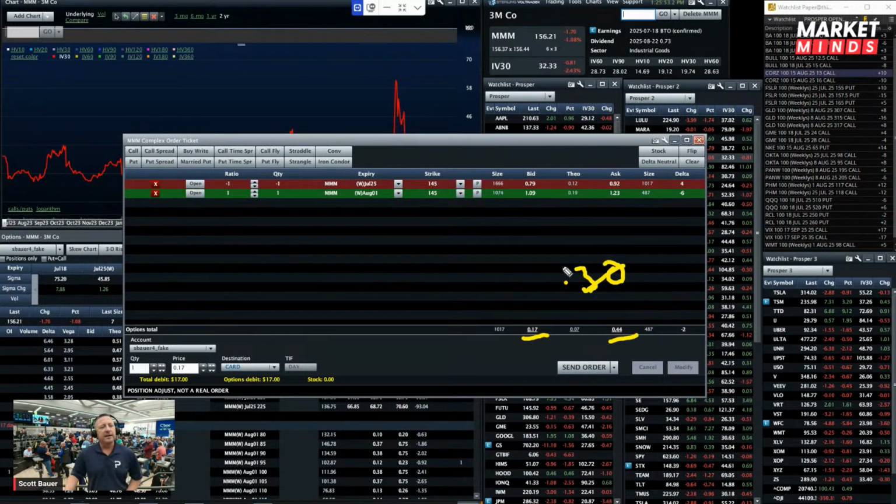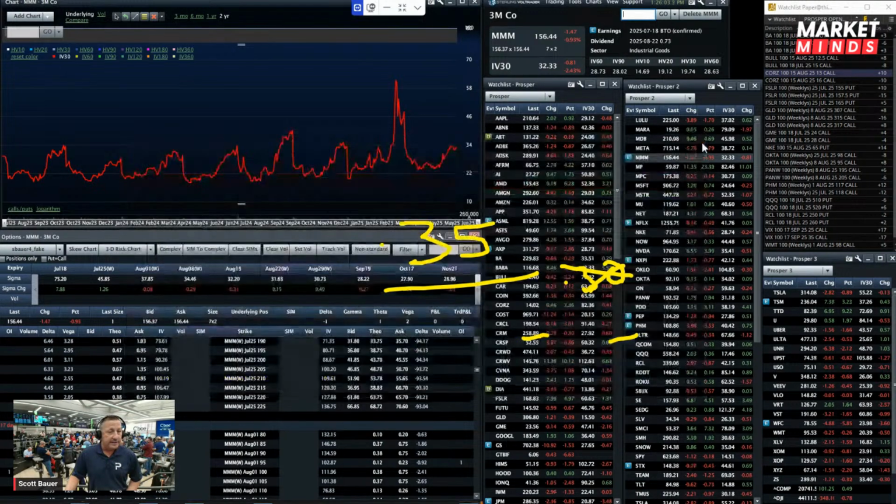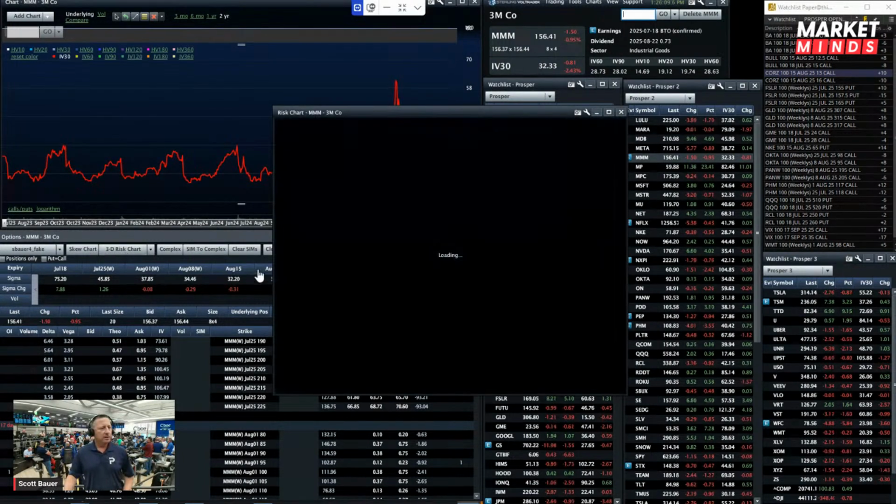Maybe it's 35 cents. Okay. How do we know if that's good, bad, or indifferent? How do we know if 35 is good or not? We don't until we plug it into our risk graph, which I'm going to do right here.